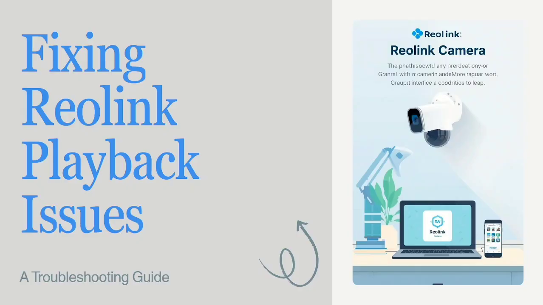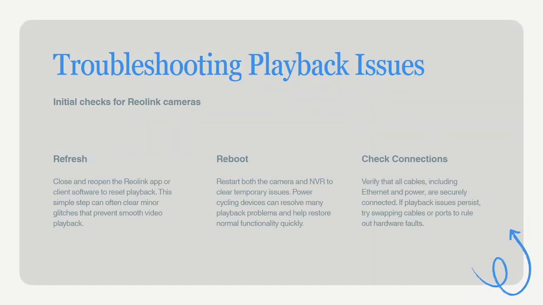First is to restart everything. Close and reopen the Reolink app, reboot the camera, and restart your router. You can also switch between Wi-Fi and mobile data, or try a different network entirely.